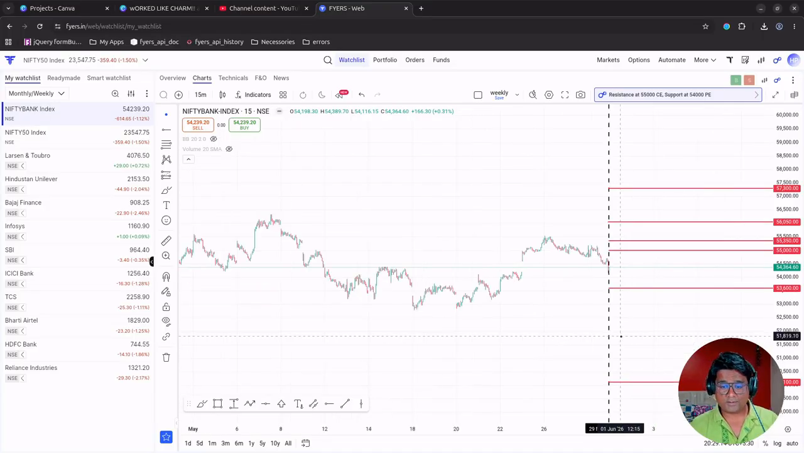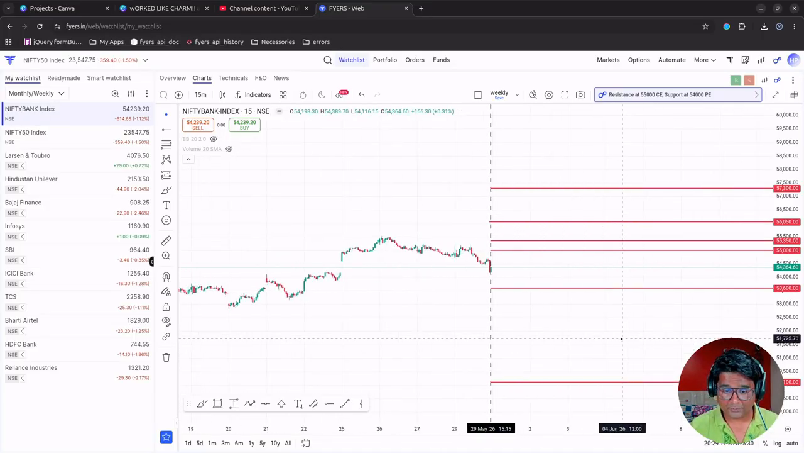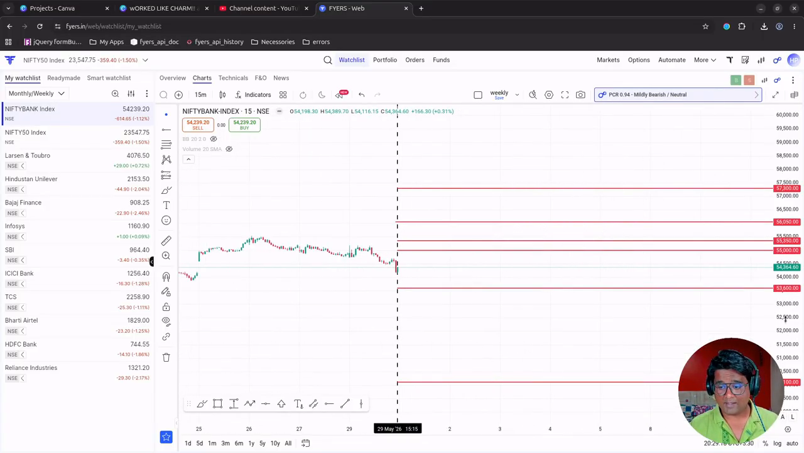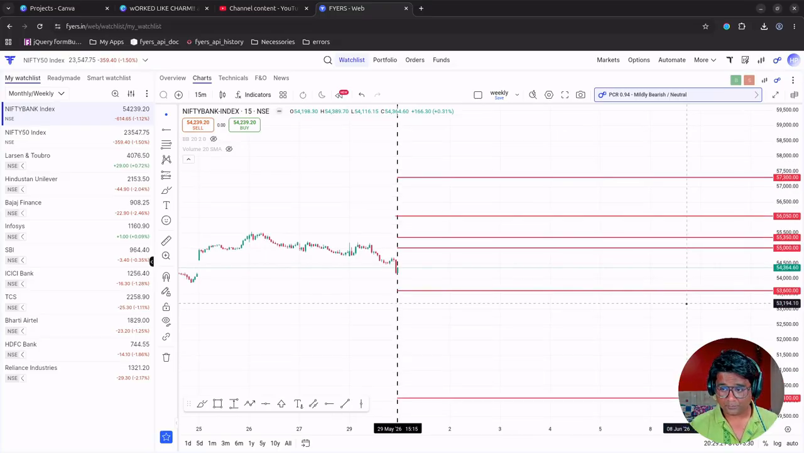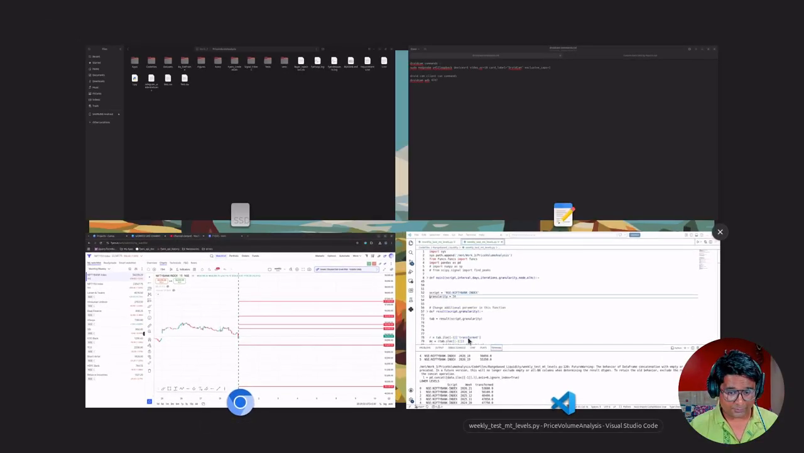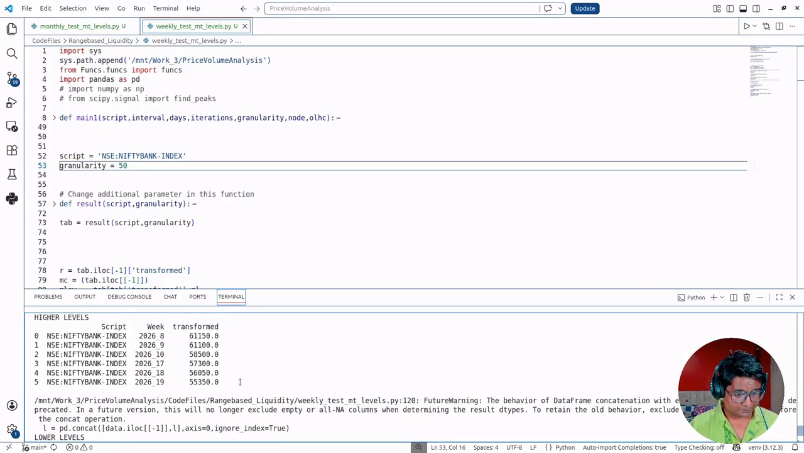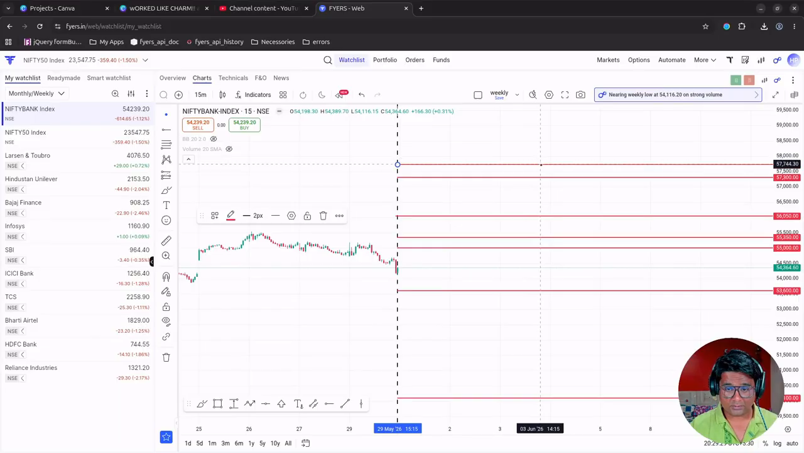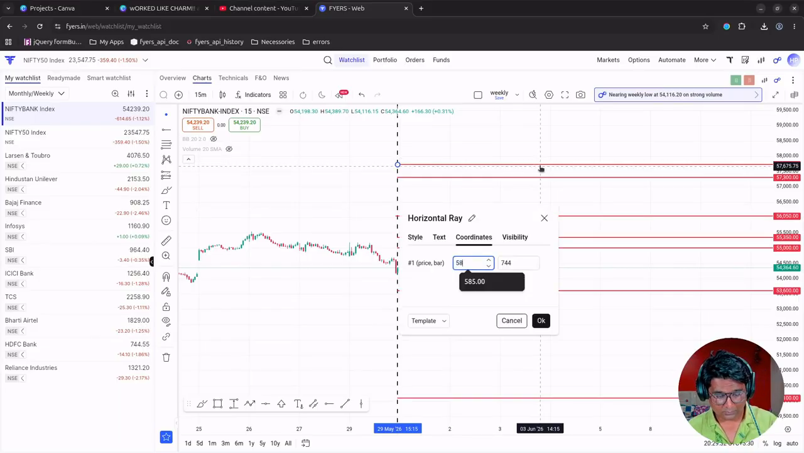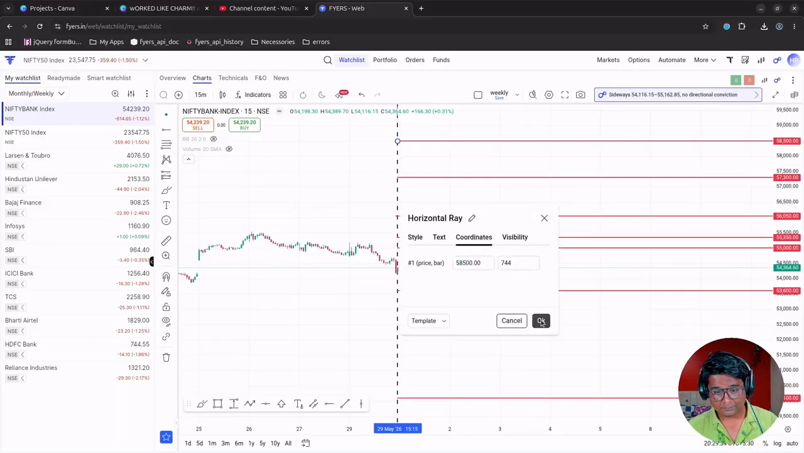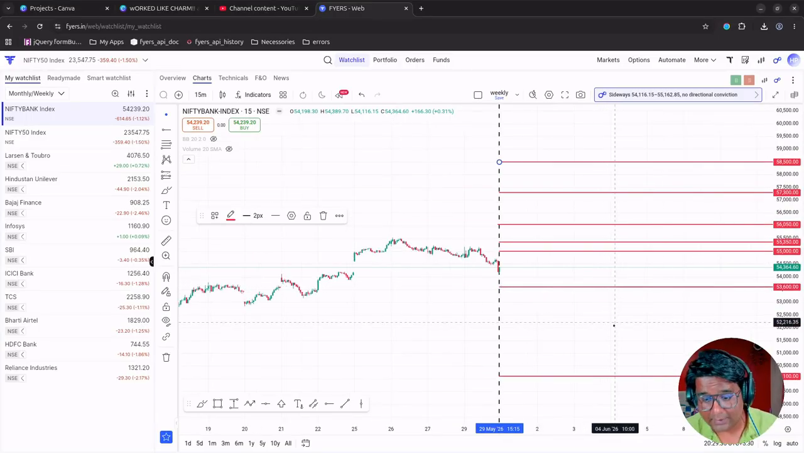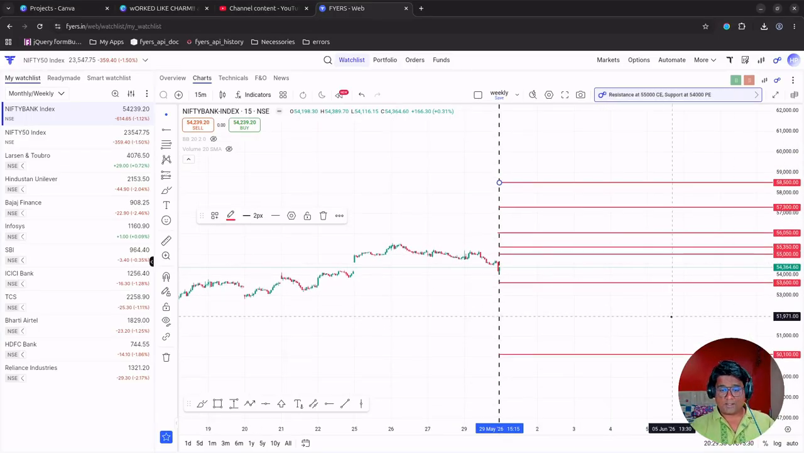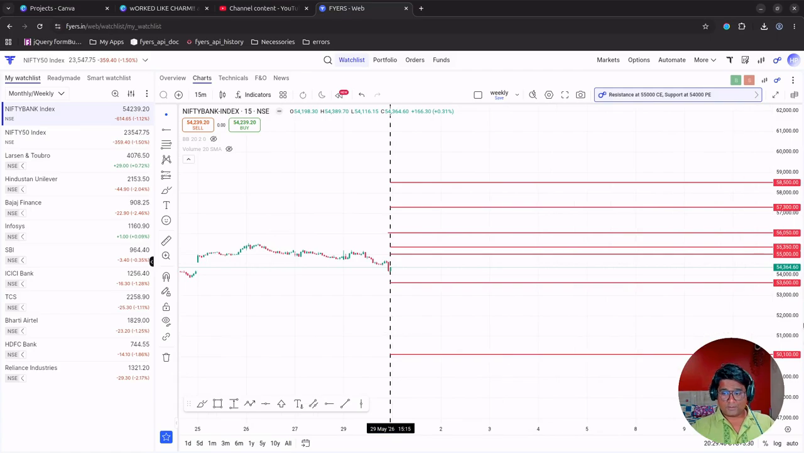Yes, so these levels are enough for next week for Bank Nifty. I think we'll get one more level for upside, 58,500 just in case. So yes, these are the levels for Bank Nifty. Take a screenshot of this.